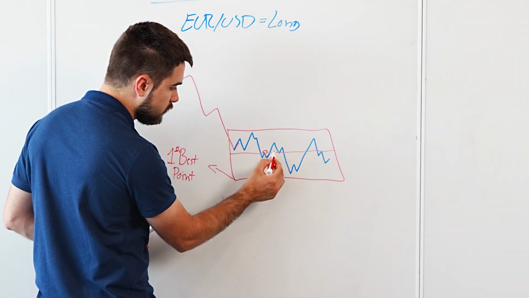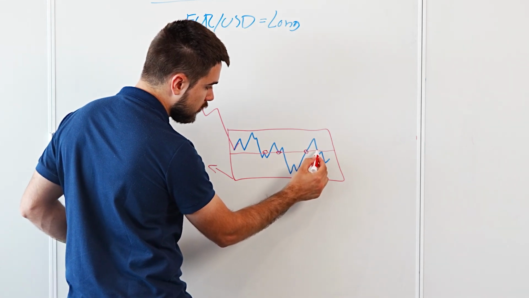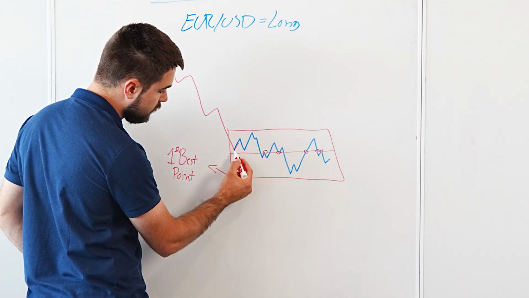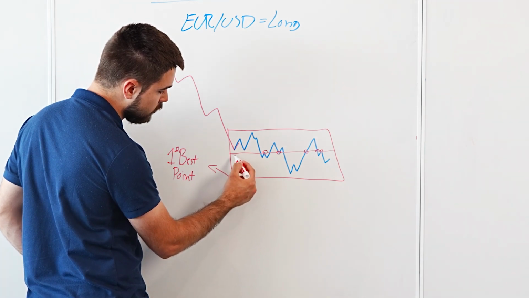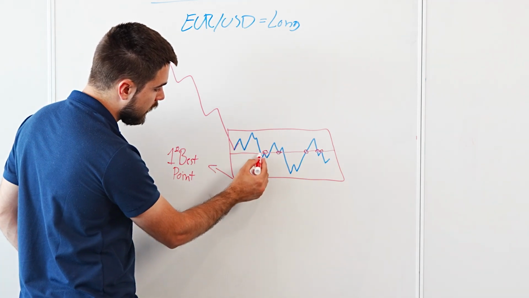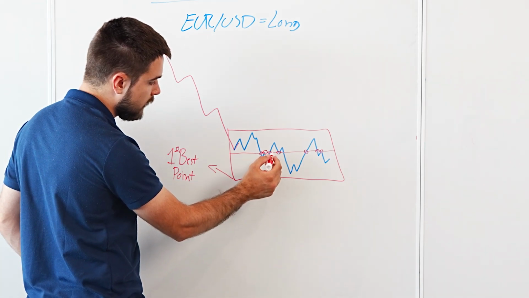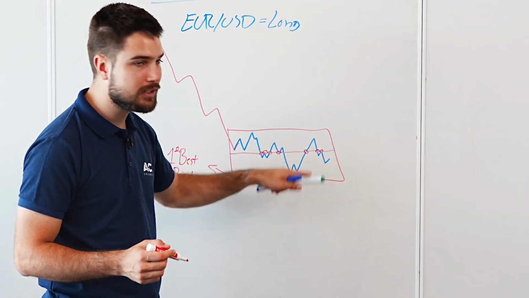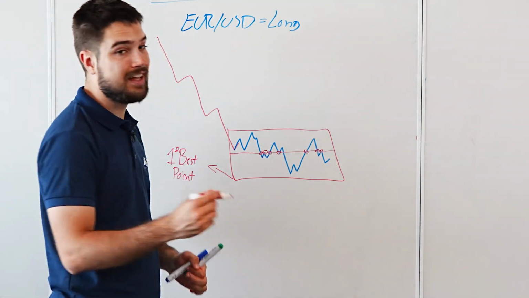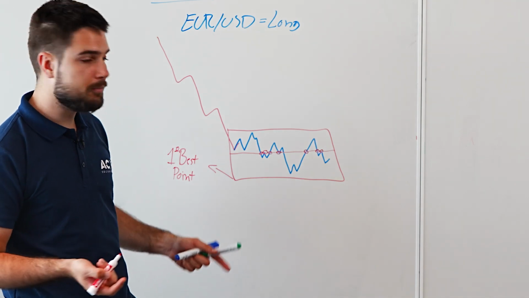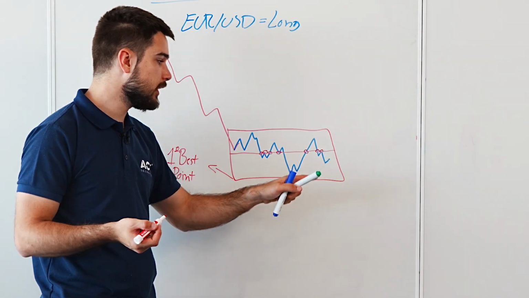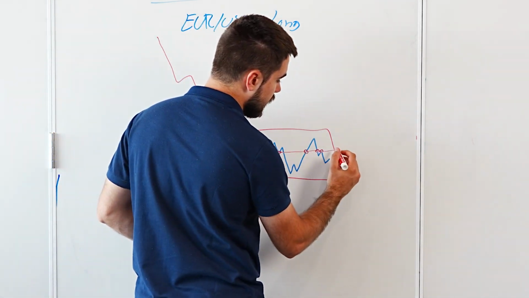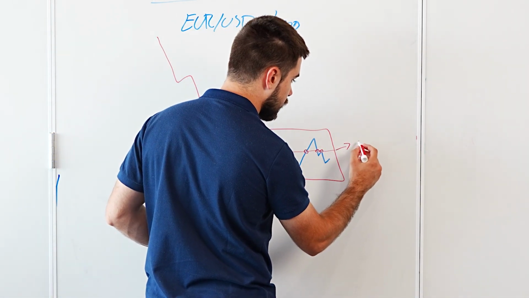So 1, 2, 3, 4, 5. All right, so we have 5 touches. Actually, we could even count this one, but this is not touching, so let's not count it. But we have another one here and another one here. So 7 in total touches on the middle line. So that's the actual second best point of making an entry, okay? And you will understand later what I mean by first best point, second best point, and third best point. So right here is the second best point, in the middle line.